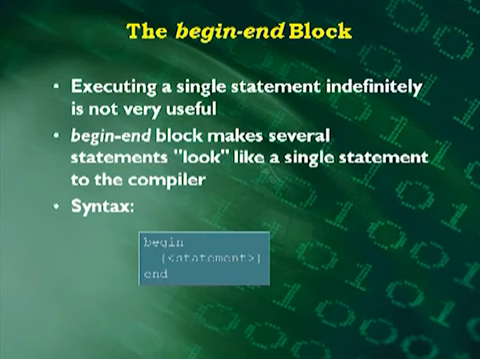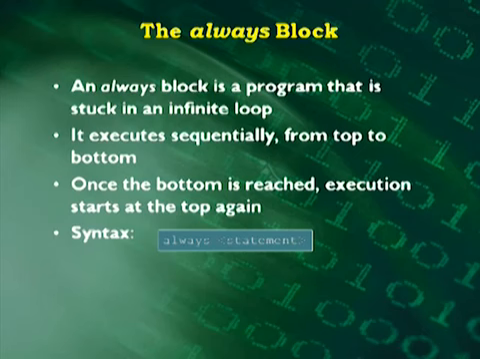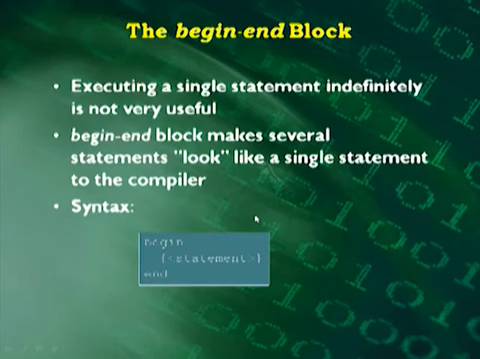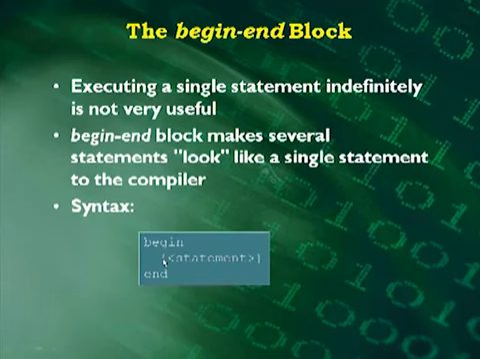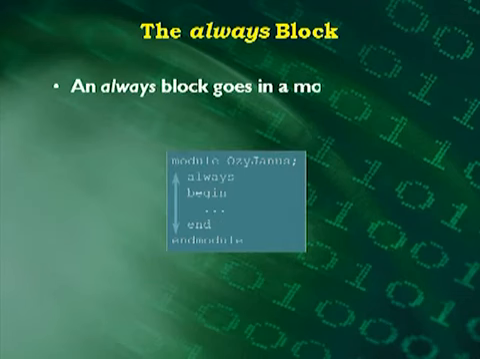A begin end block makes several statements look like a single statement to the compiler. So if we go back, it's still this same basic structure, except instead of a single statement, we've made it into a more compound statement, but it still looks like a single statement to the compiler. So now, and note my grammar here, this means the statement can be repeated. Okay, so we have multiple statements between the begin and end. Okay, and here's an example. So now we can start to do something useful with it.